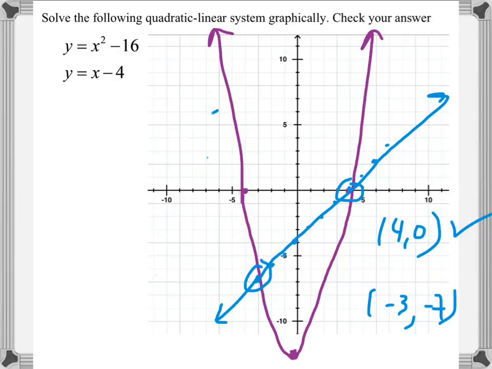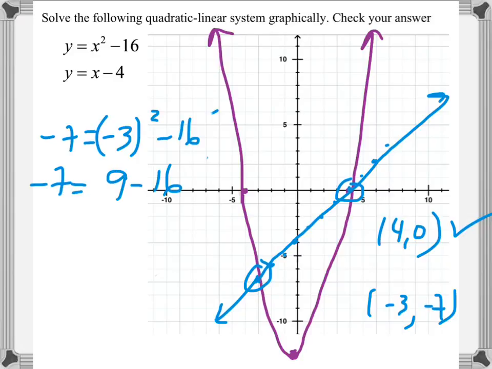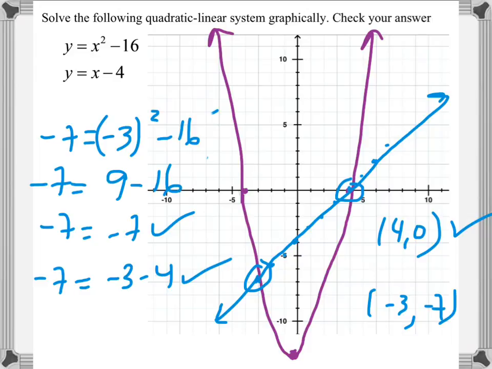Let me go ahead and do it for the next one. Is it true that negative 7 is equal to negative 3 quantity squared minus 16? Well, negative 7 is equal to 9 minus 16. So negative 7, and that is true. So let's check it for the second one. Negative 7 is equal to negative 3 minus 4, and that's also true. So both of those are a solution.